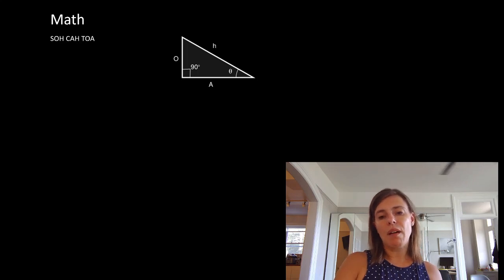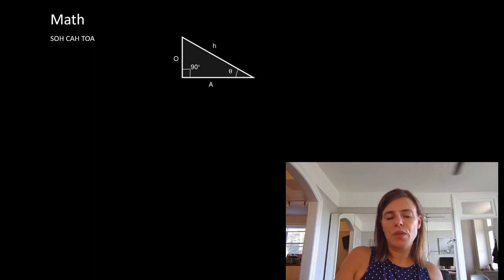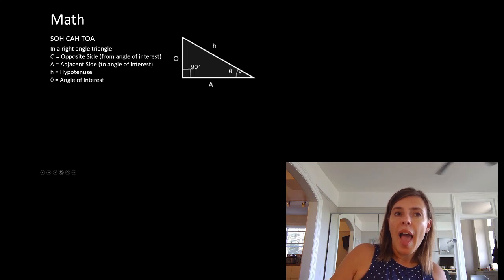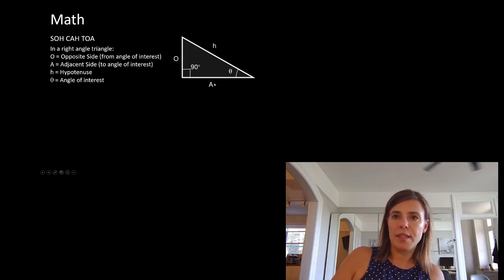So let's talk about SOHCAHTOA. There are other names for it, but this is the one I've always learned. This uses the relationships on a right angle triangle for sine, cosine, and tangent. We have a right angle triangle. We have the angle of interest right here, and this is the opposite side. This is the hypotenuse. The hypotenuse side doesn't change. It's the long side. And the adjacent side is the one adjacent to the angle.